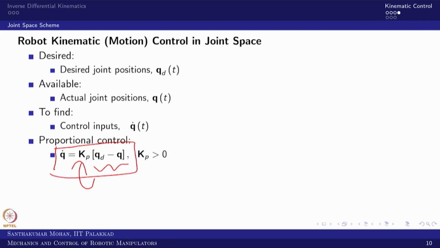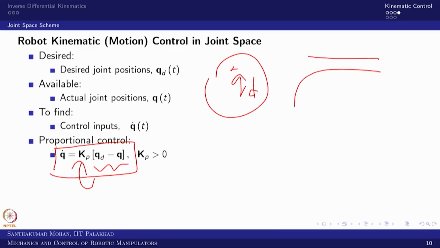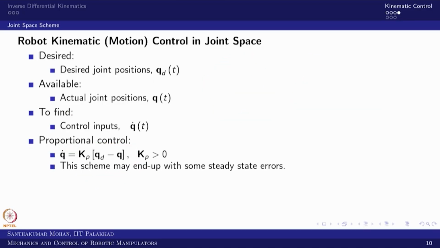This will work. Sometimes what happens, this q desired dot is not there. So this would give some kind of steady state error. In order to avoid the steady state error, what people try to do is make the q tilde go to a second order dynamics with an integral level. So then we will bring in proportional and integral control, so then that can be overcome. So this is what we can say.